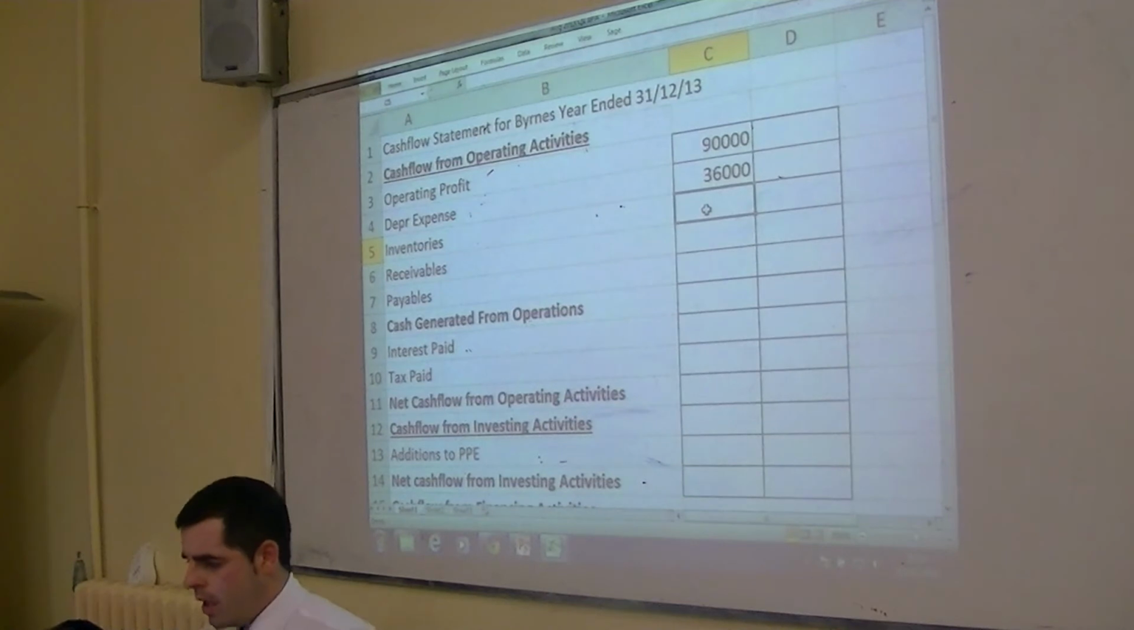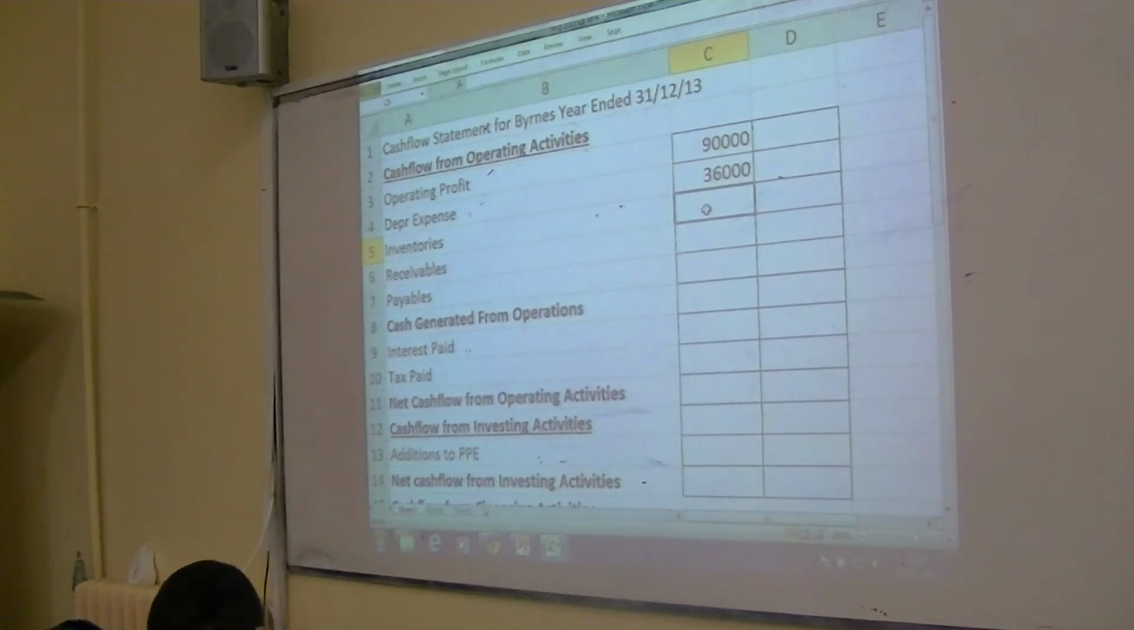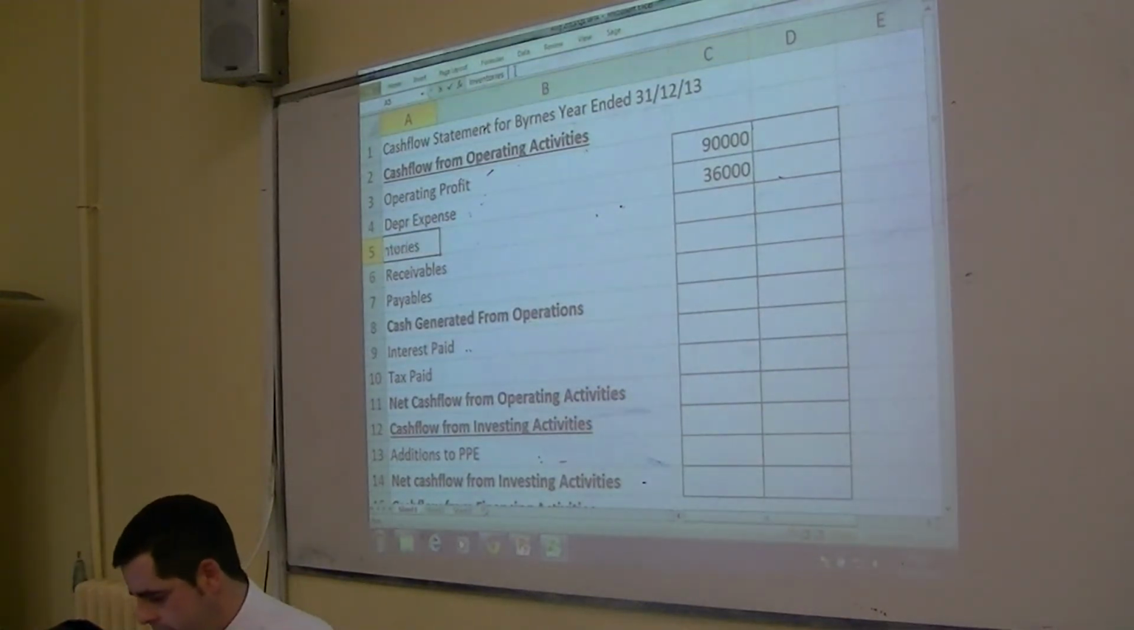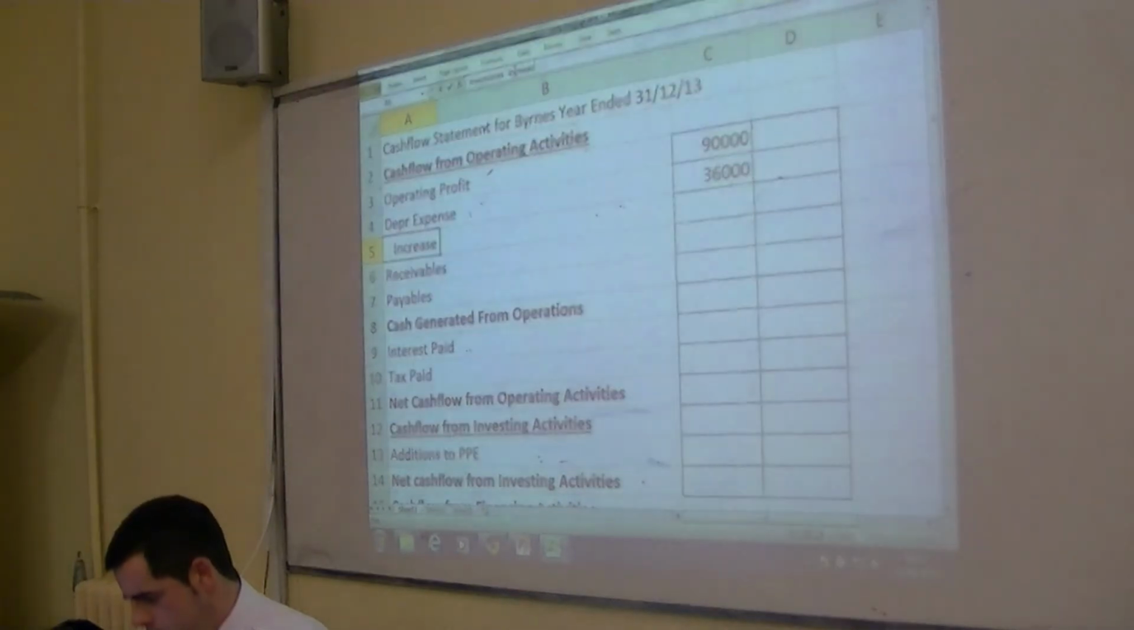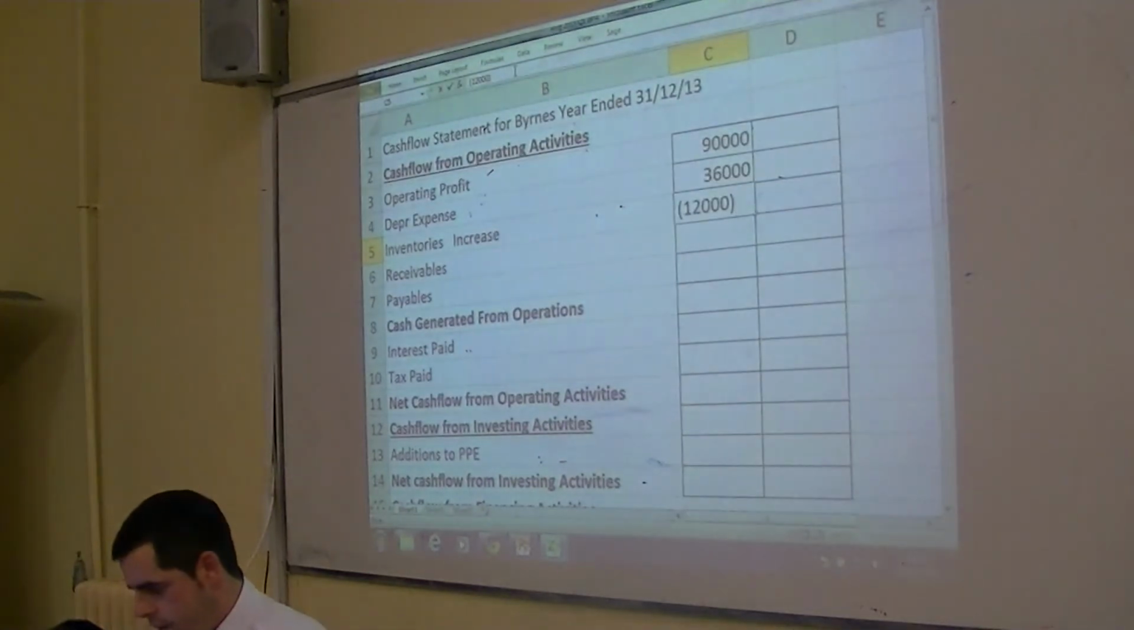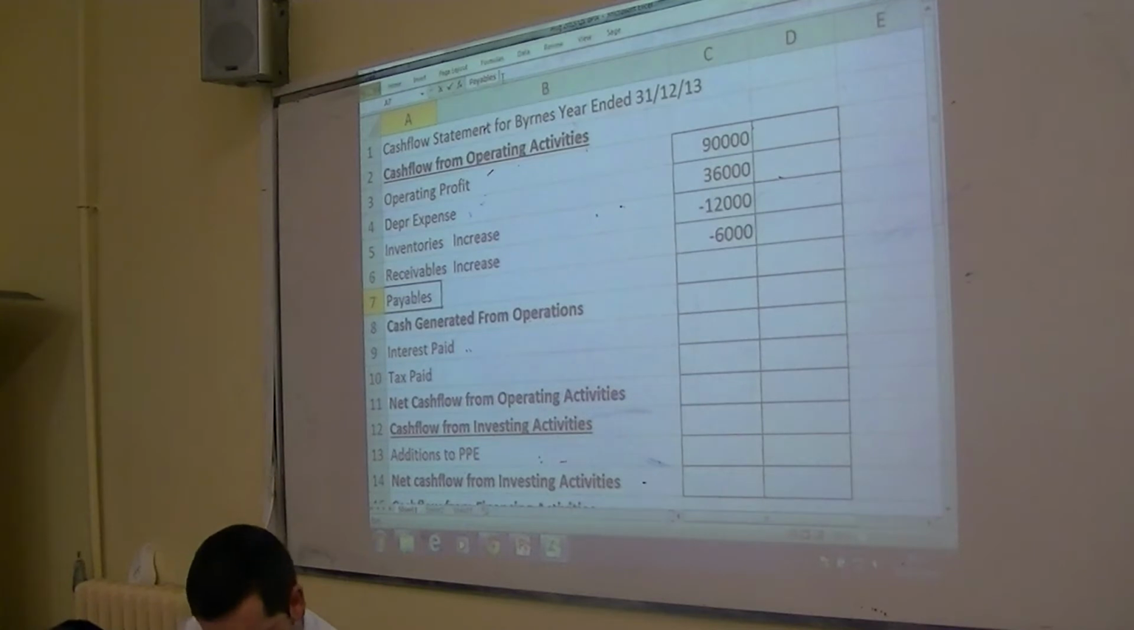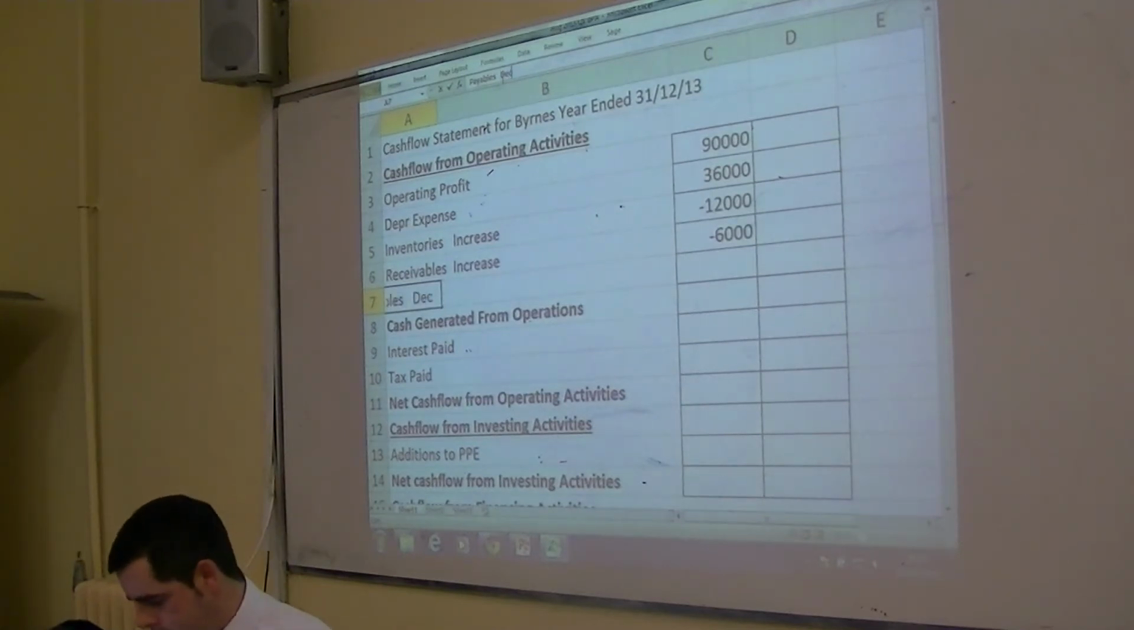Okay? Inventories, has inventories gone up or down? Up, yeah, up by 12. So it's a negative. Receivables, that's gone up by 6. Negative. Payables, down by 5. So that's a negative. That means you've paid off your bills. Minus 5.